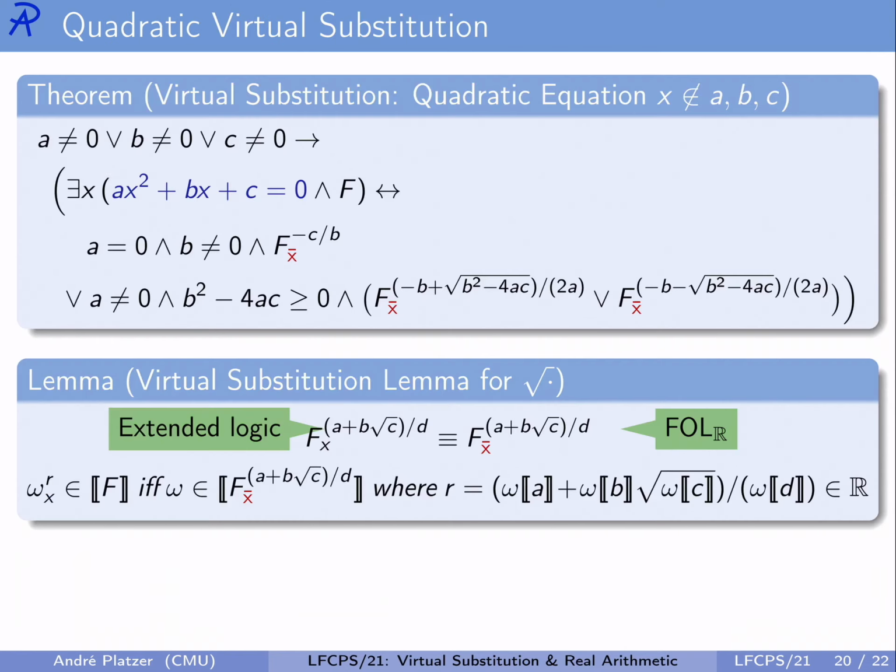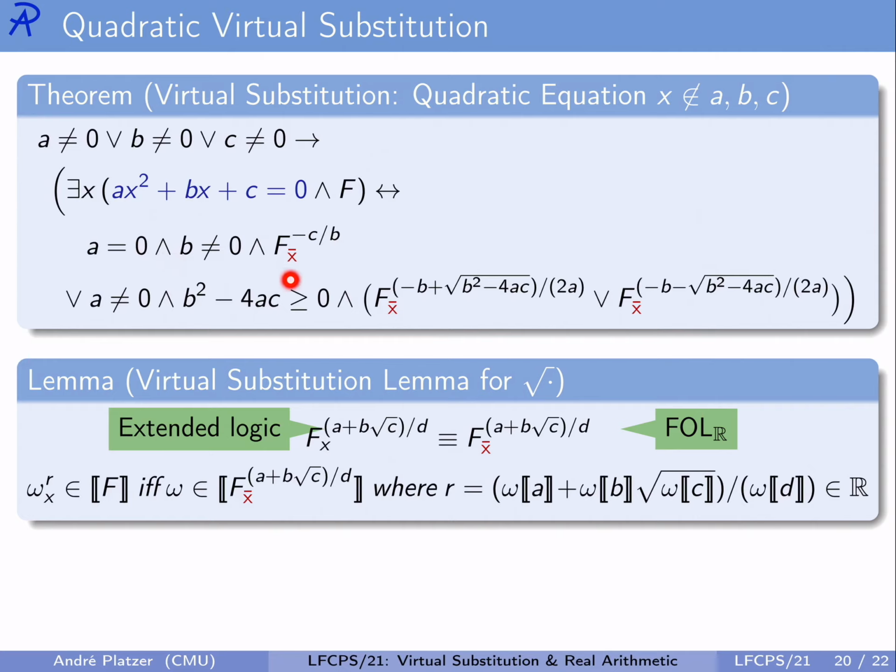Let's summarize. What we've seen is the virtual substitution theorem for quadratic equations. So when we have ax squared plus bx plus c equals 0 and some other conditions, then we can directly substitute it in. This is very nice. We don't end up with a big disjunction of all kinds of other roots, because if an equation has to be true, well, whatever solution it is that we're talking about, it has to satisfy this equation.